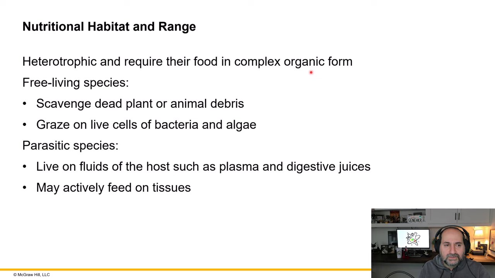They can scavenge dead plants or animal debris. They can graze on living cells. They can even be parasitic. They could live on the fluids of the host. They could live in the digestive juices. They can be actively feeding on tissues as well.